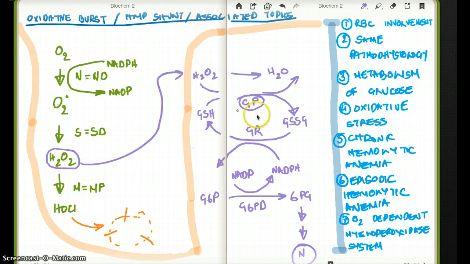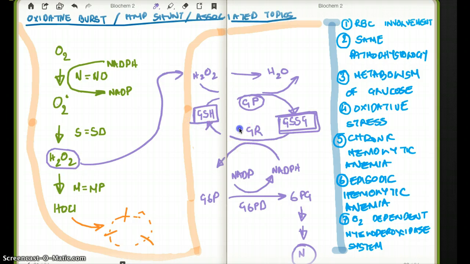Now, glutathione peroxidase is going to make our oxidized glutathione, and to be able to continue this process, we need to keep reducing our glutathione so that we can convert this hydrogen peroxide to water. And we do it by taking our oxidized glutathione and reducing it by using the enzyme glutathione reductase.